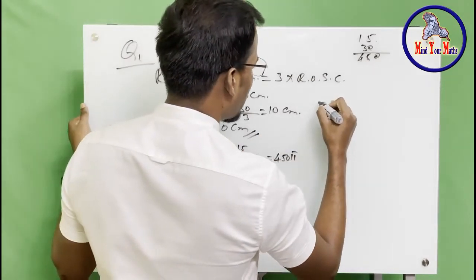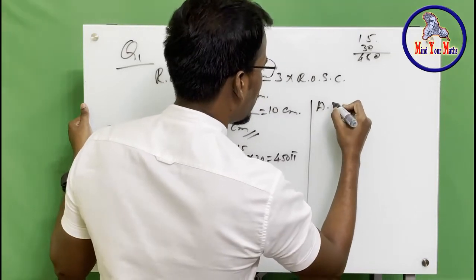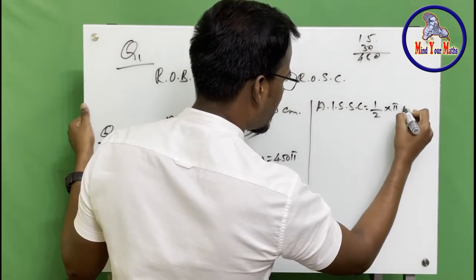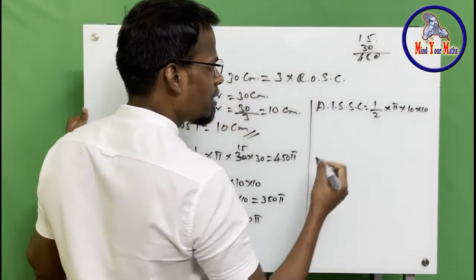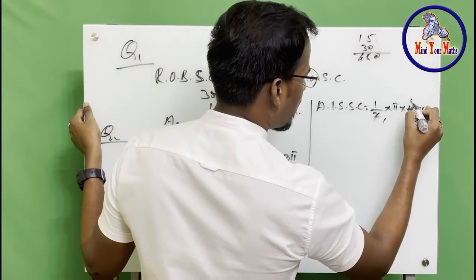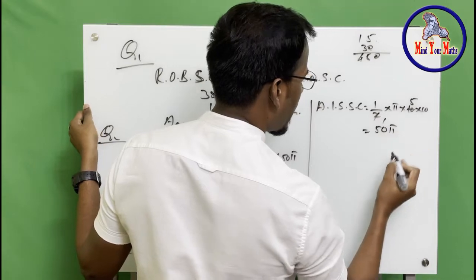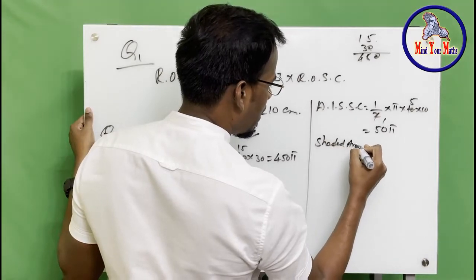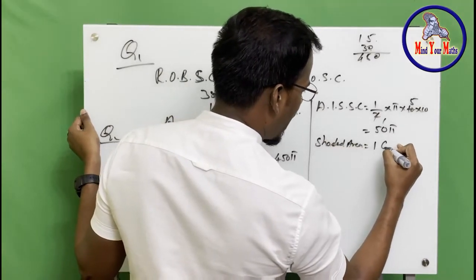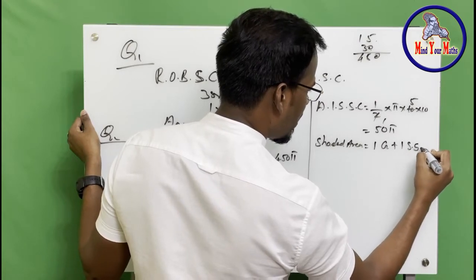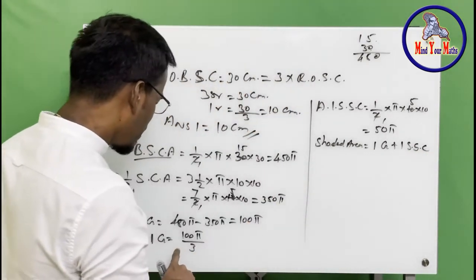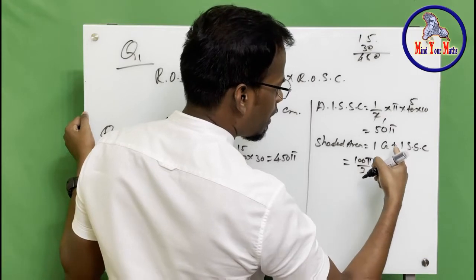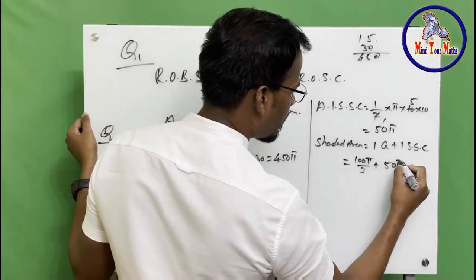Okay. So the area for 1 small semicircle is equal to 1 by 2 times pi times 10 times 10, which will be 1 times 2 is 2, here it is 5, so 50 pi. So now the shaded area is equal to 1 gap plus 1 small semicircle. We know the area for the gap already, which is 100 pi by 3, plus the small semicircle area, which is 50 pi.